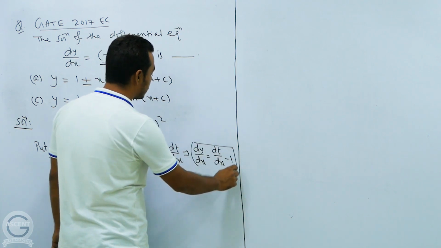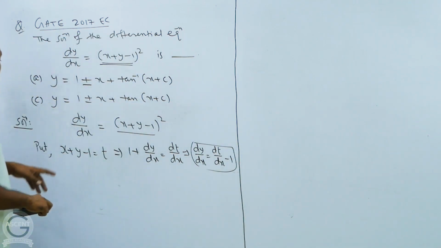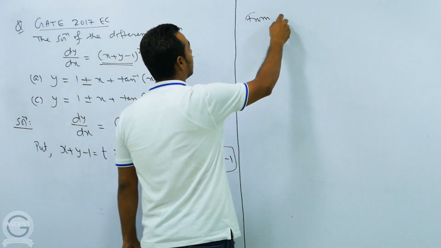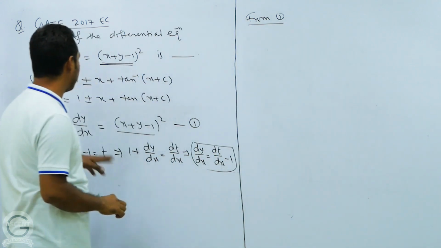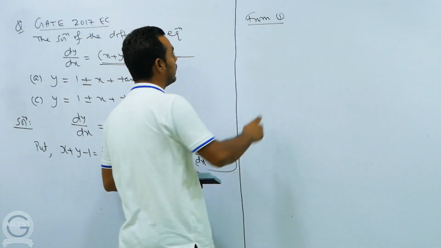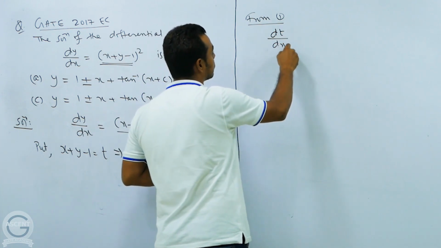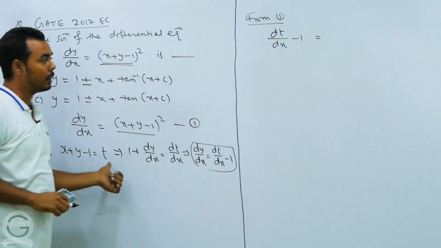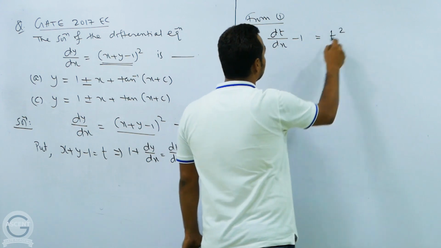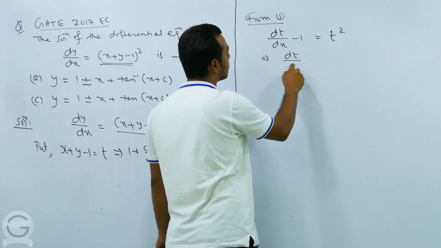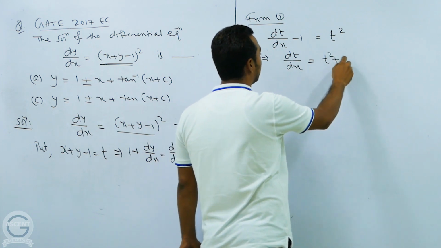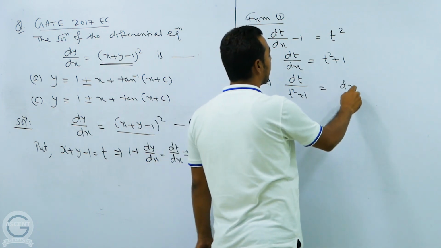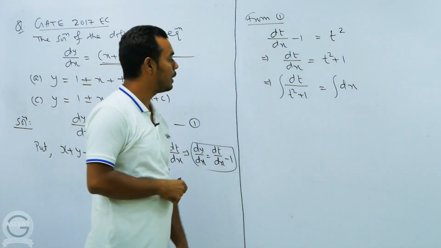In place of dy by dx, we can write dt by dx minus 1. So now our differential equation, this is your equation 1, becomes dt by dx minus 1 on the left, and the right hand side, x plus y minus 1, is nothing but t, so this will become t square. From here you can write dt by dx will be t square plus 1. So dt by (t square plus 1) will be dx. Once you have separated the variables, you can integrate both sides.